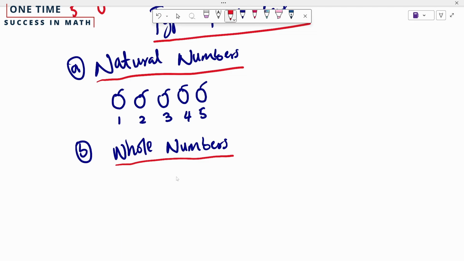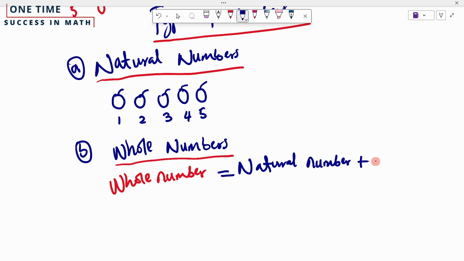So whole numbers are natural numbers that include 0. 0 money, 0 apples. They represent nothing. That's the main reason why we have whole numbers, why we have 0. So 0 is used to represent nothing. So we can define whole numbers to be equal to natural numbers plus 0.